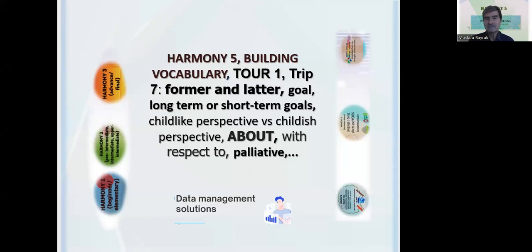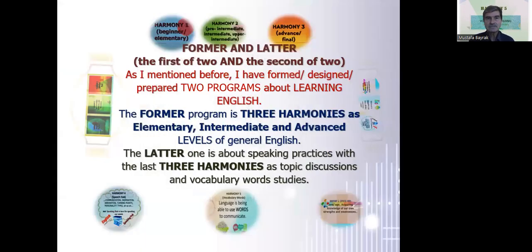And about: it is easy to use about this, about that, but there are many other expressions connected to it, or which give almost the same meaning as about. Of course, there are some nuances with respect to, for example, palliative. And the image says data management solutions. Former and latter: the first of two is former and the second of two is latter.